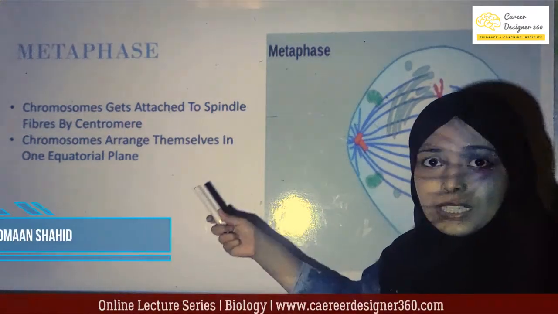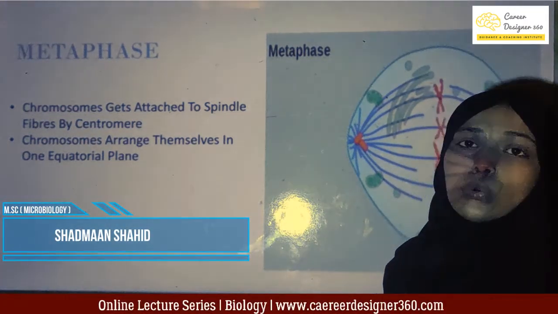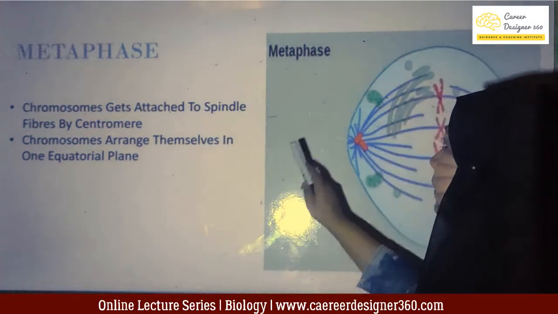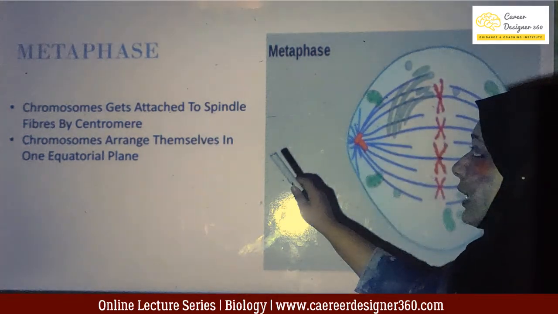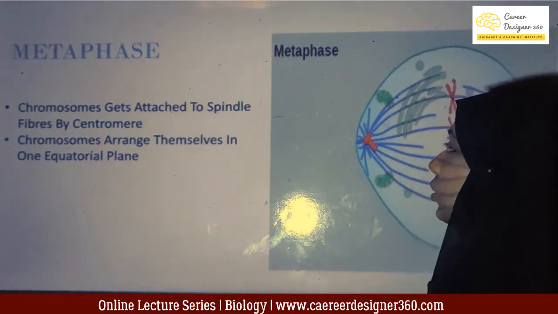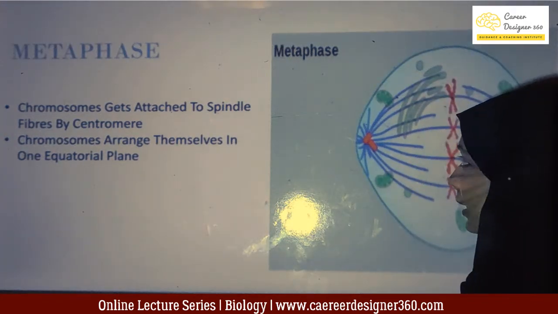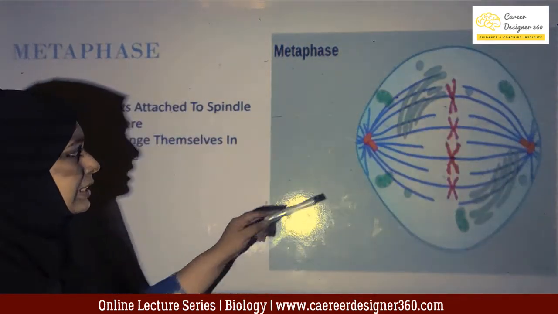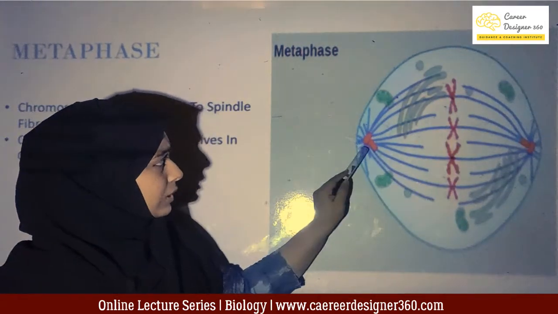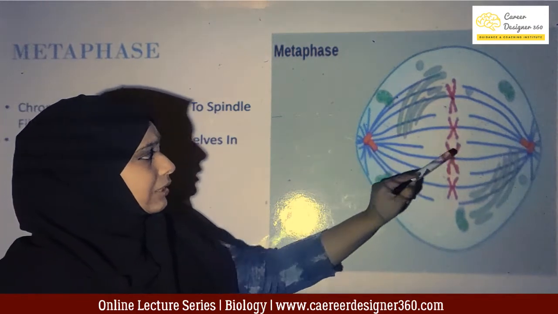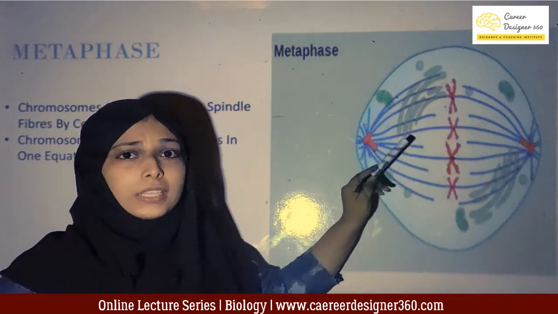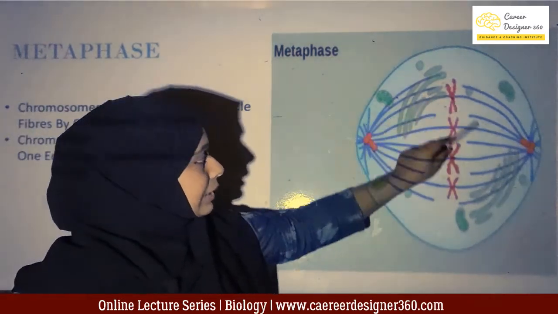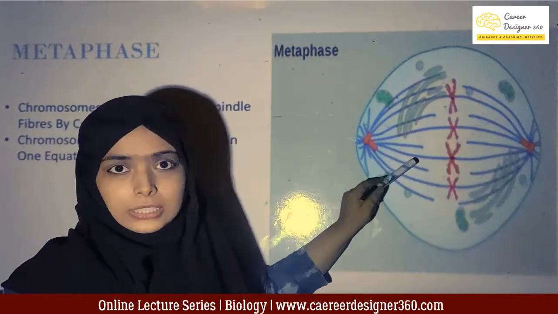Next we move on to another phase of cell division known as metaphase. Meta means middle phase. The key events that happen during metaphase: as we had seen, during prophase the centrioles had already moved to the opposite poles and spindle fibers had been formed. Now comes the function of spindle fibers.